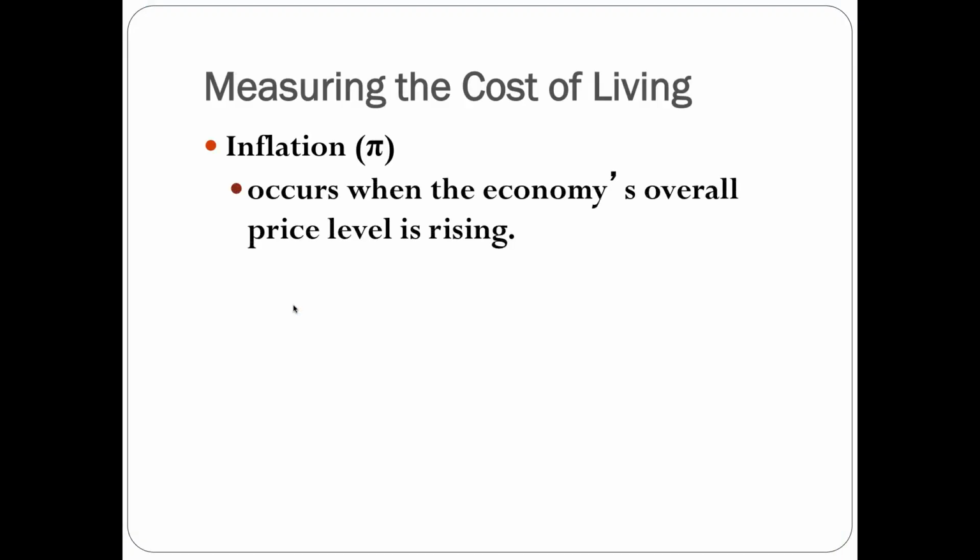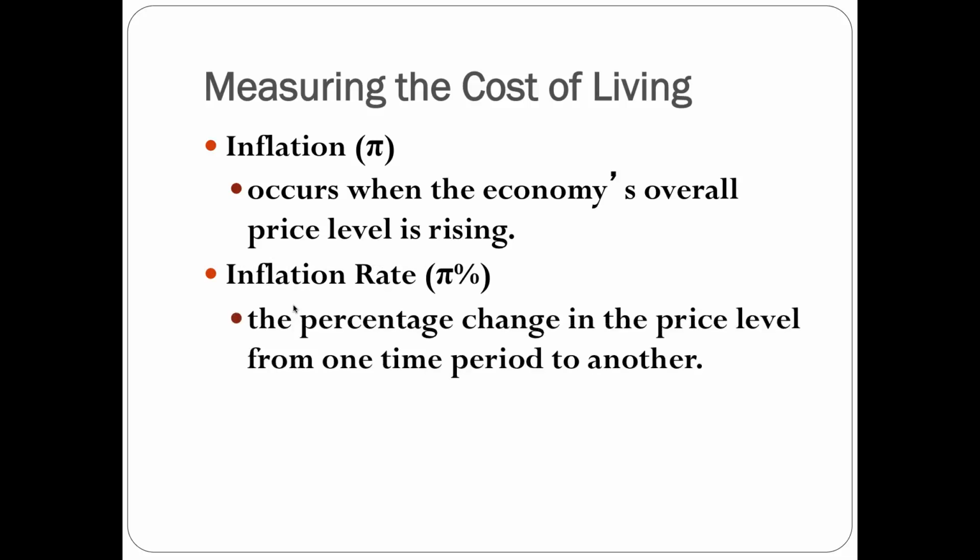So let's talk about inflation here. Inflation we're going to represent with the variable pi. It occurs when the economy's overall price level is rising. So some prices might be going down, but most prices are going up. So overall, the price level is going up. The inflation rate is going to be expressed by the variable pi percentage. That's the percentage change in the price level from one time period to another. So the percentage change in inflation.